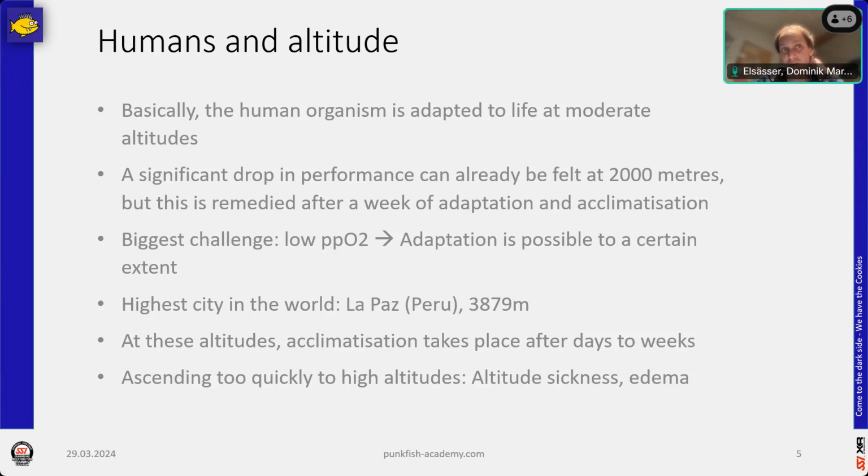The good news is, of course, the human body is quite versatile. So after a week of adapting to this, normally at about 2,000 meters, ability to perform is back to baseline or nearly back to baseline. And that's often used if you climb high mountains: you really take your time and give your body time. In a way, there are 2 processes that play into this here.